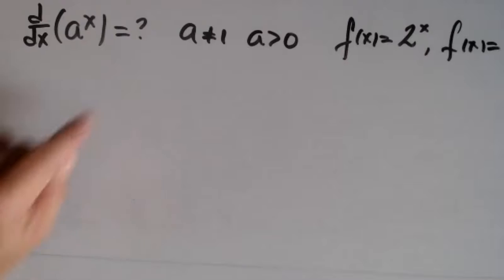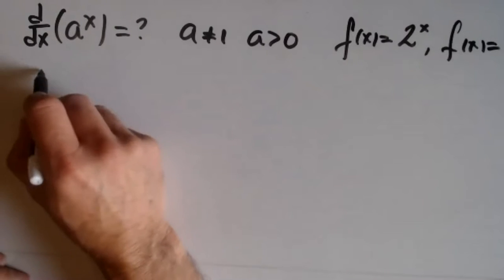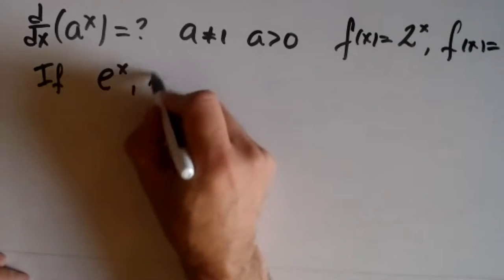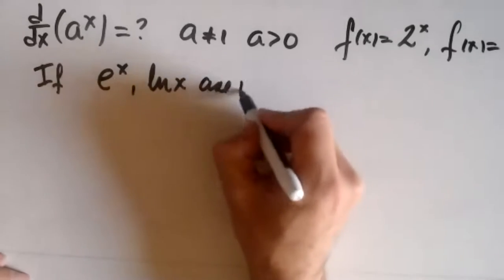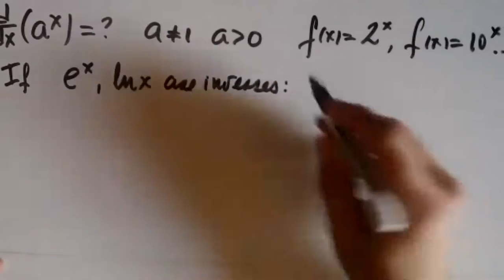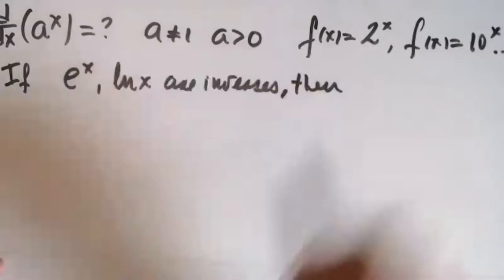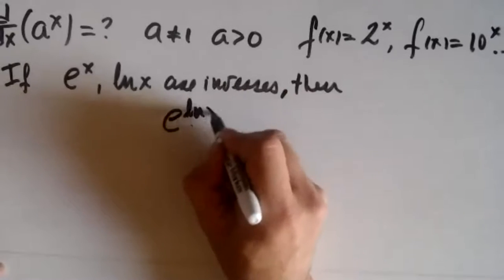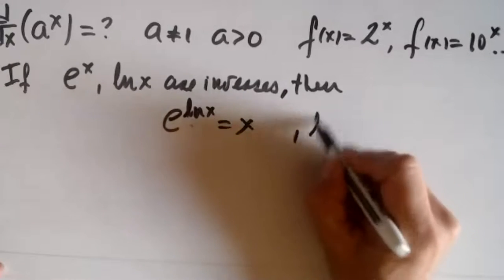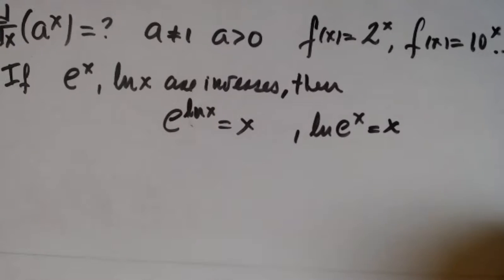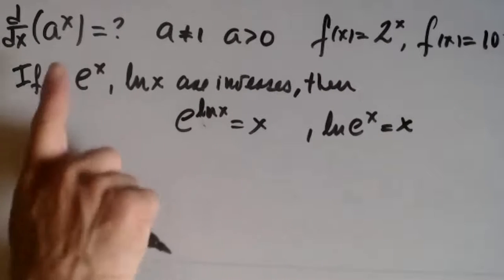So what is going to be this derivative? Well, it's going to be very simple. This is going to be the trick. If e to the x and ln x are inverses, then this is going to happen: e to the ln x equals x, and ln of e to the x equals x. So they are going to cancel, correct? This is what we are going to use to find this derivative.